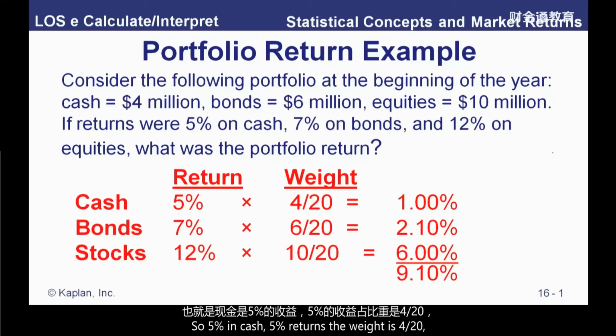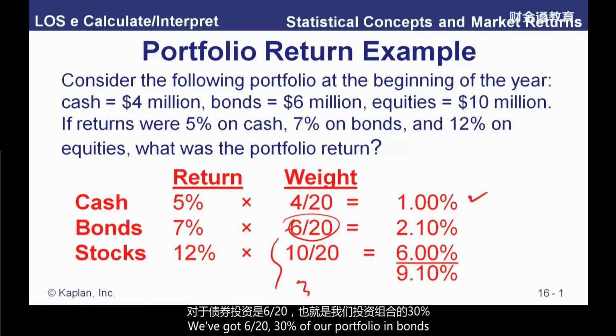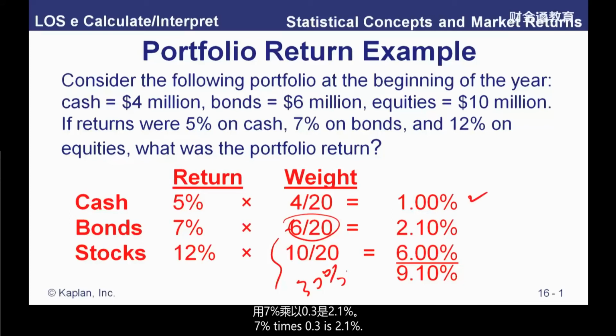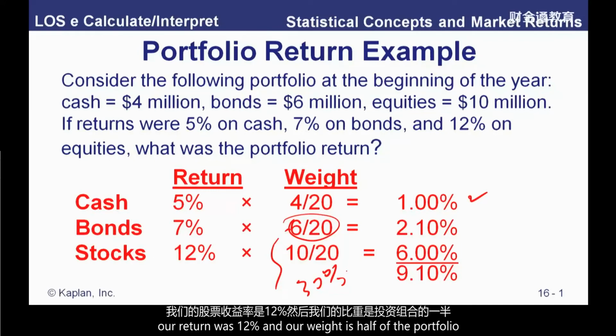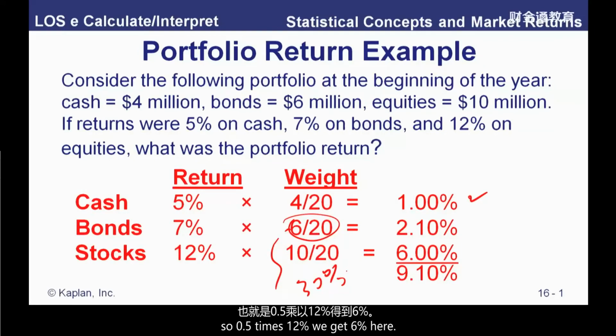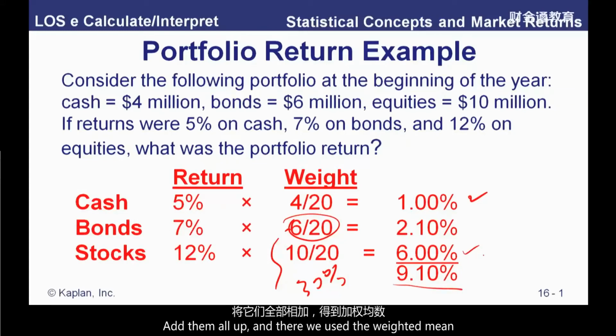So 5% in cash, 5% return, the weight is 4/20ths or 1/5 of the portfolio, so we take 1/5 times 5% and we get our 1%. We've got 6/20ths, 30% of our portfolio in bonds, so the weight is 0.3. 7% times 0.3 is 2.1%. And stocks, well, our return was 12% and our weight is half of the portfolio. So 0.5 times 12%, we get 6% here. Add them all up, and there we've used the weighted mean to calculate the returns on the portfolio.